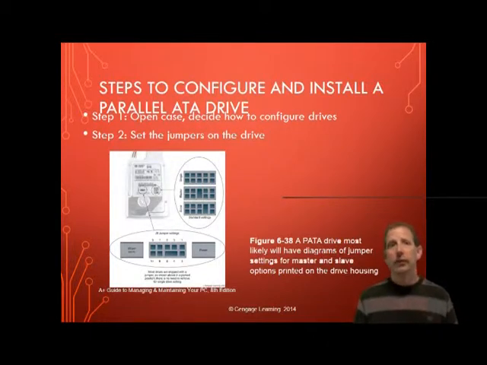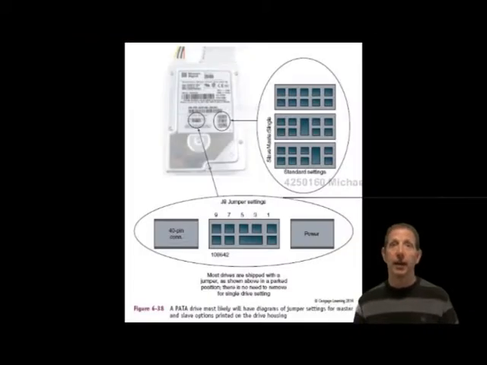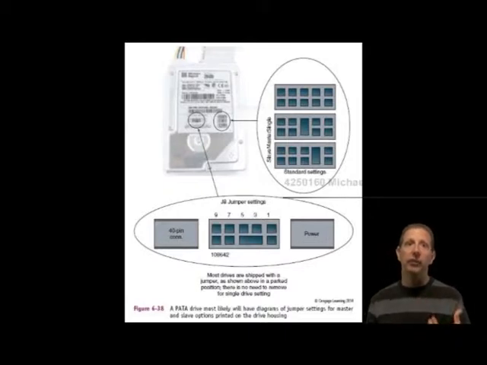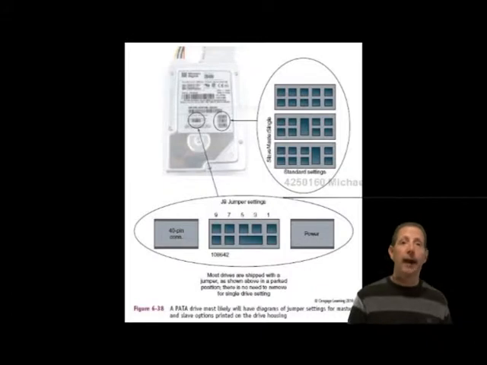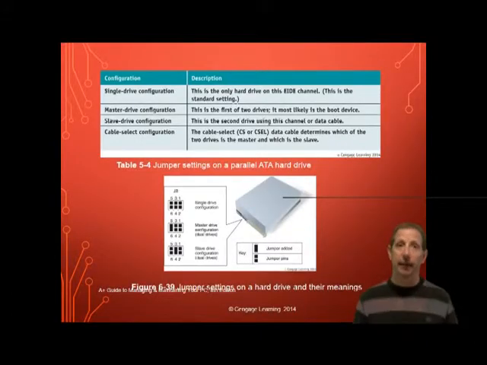Step 2. Set the jumpers on the hard drive. Often, diagrams of the jumper settings are printed on the top of the hard drive housing. Now, if they're not, see the documentation or visit the site of the drive manufacturer. Sometimes you might also be able to look in the back of the drive and notice that it'll be an MA or an SL or a CS for cable select.